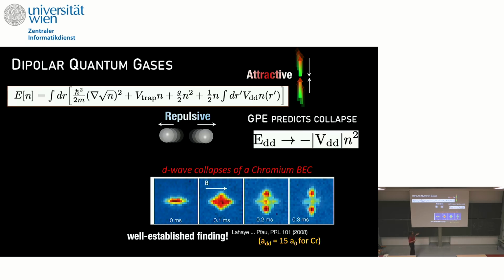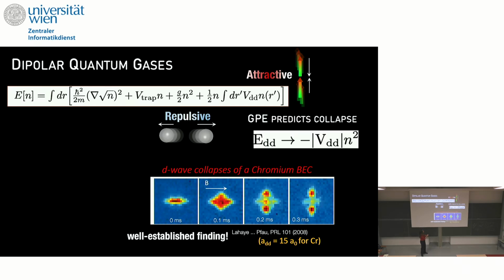And so this was observed in chromium, which is an atom with a little bit of magnetic moment. And what was observed is that in this situation, you get a collapse, an instability, of the system that the authors called the D-wave collapse, just to remember the D-wave geometry of the interaction. And what you see is that this is the typical image of a cloud of atoms.